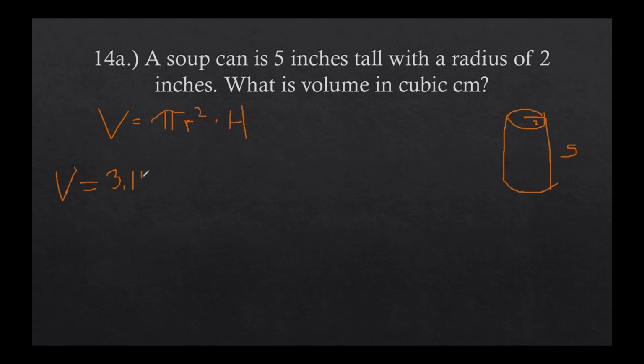So we have pi times the radius, which is 2. We're going to square that, which is the same as 2 times 2. And then we're going to multiply that by the height, which is 5. So I'm going to let one of you tell me the volume of this particular can. Let's go to 2 decimal places.